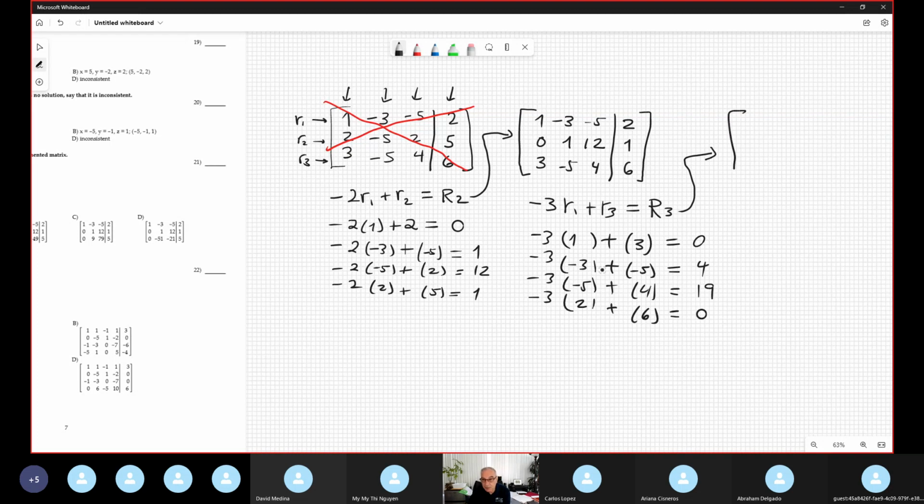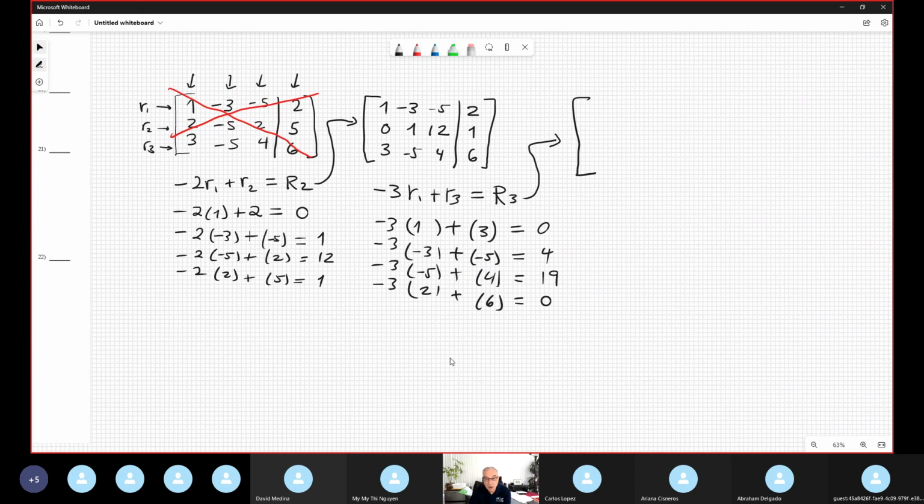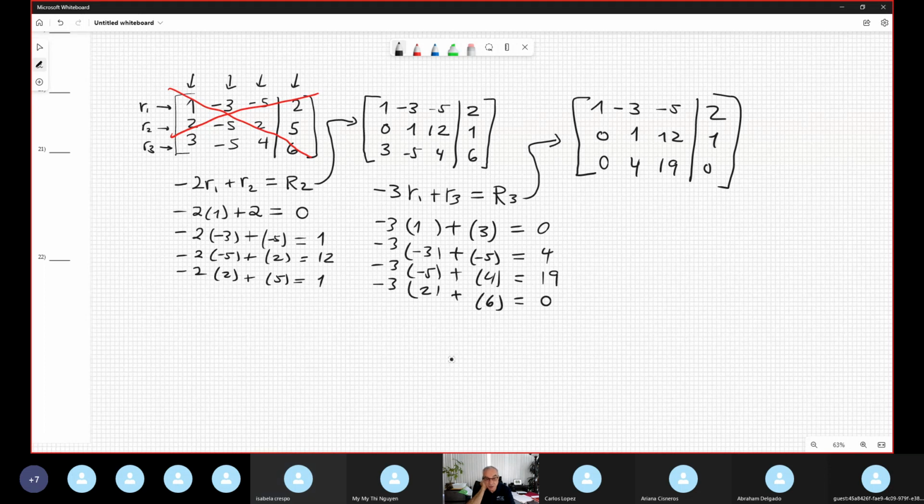Okay, so my new matrix after the second transformation is, look, row 1 and row 2 stay the same, and the only row that changed is row 3. Now it's 0, 4, 19, and 0. Okay. Does everyone follow me? Yes. Okay, let's do the last one.